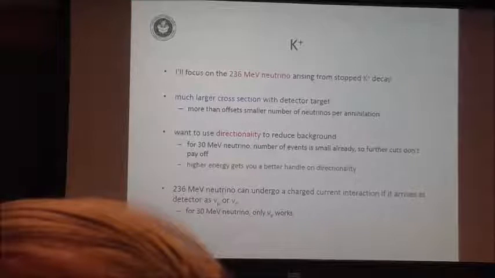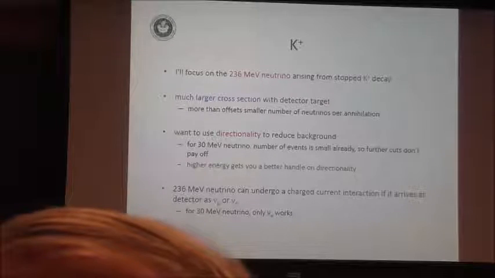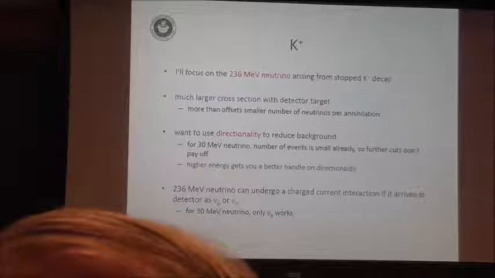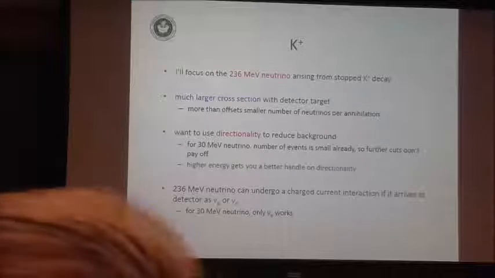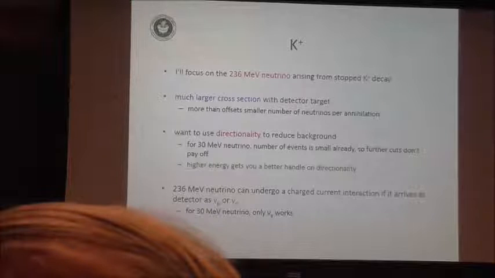Another thing is, in the end, we want to use directionality to reduce the background. Because of that smaller effective area for 30 MeV neutrinos, the number of events you're getting, both signal and background, is so small anyway that you don't really care about a directionality cut. There's no real payoff for it. You already don't have enough events. So really where it benefits you is when you have these larger effective areas. And the other thing is that the higher energy gives you a better handle on directionality.